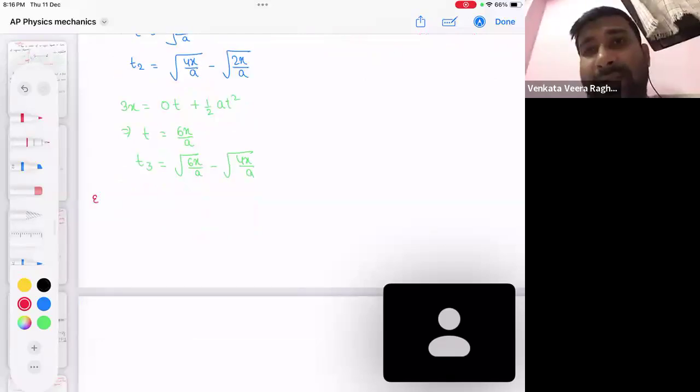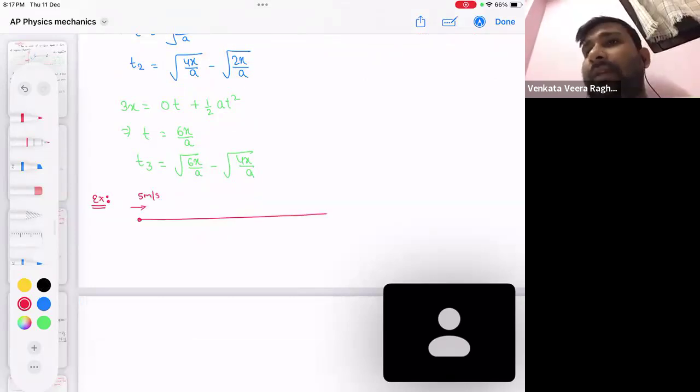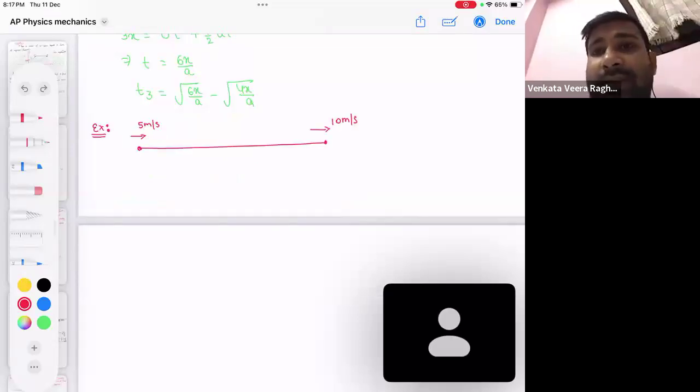Now, let's discuss the next example. In this example, what is given to us? A particle is starting the journey with 5 meter per second, and it reaches a distance with 10 meter per second. The total distance is not given in the question. Now they are asking, find the velocity at the midpoint of the journey. This total journey is from A to B.